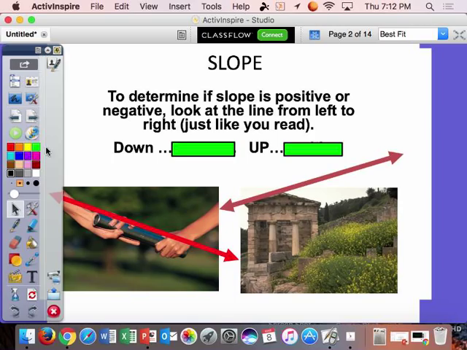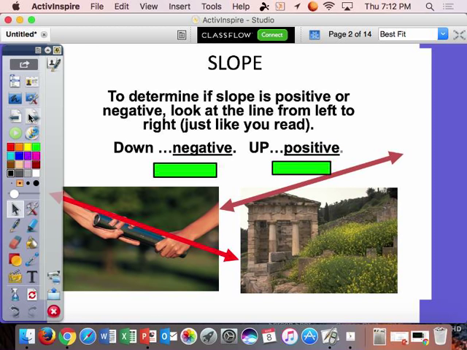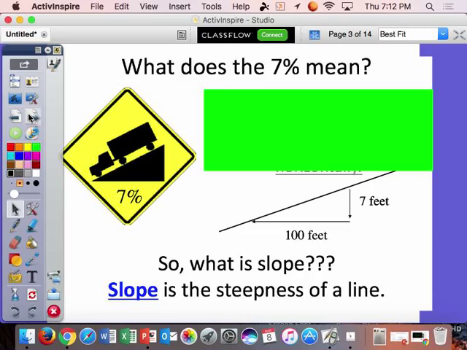Keeping on that, if you look to determine slope, if it is positive or negative, you're reading something, so going from left to right. Do you see how that goes down? What do you think that would be, positive or negative? If you guess negative, you are correct. So going left to right, if it goes up, what do you think that's going to be? Positive. Nice. All right. Going on to page 3.